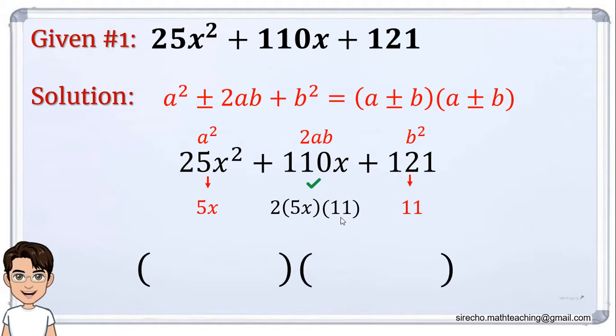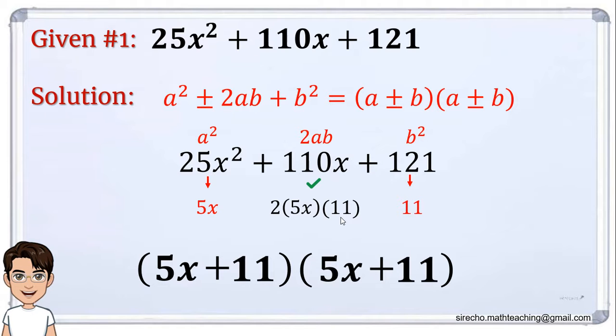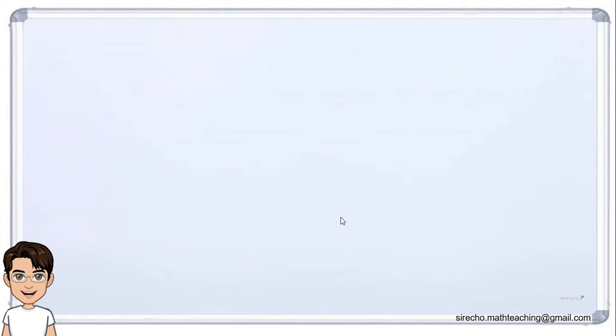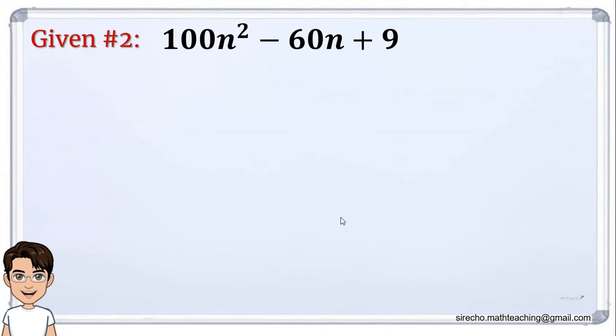Therefore, our final answer, gawa tayo ng dalawang parentheses. So isusulat lang natin ang 5x, copy the sign of the middle term, which is positive, and then 11, and then copy paste. So you multiply it to itself. Therefore, the final answer is the quantity of 5x plus 11 times the quantity of 5x plus 11, and we're done. Now let's proceed to the next example.